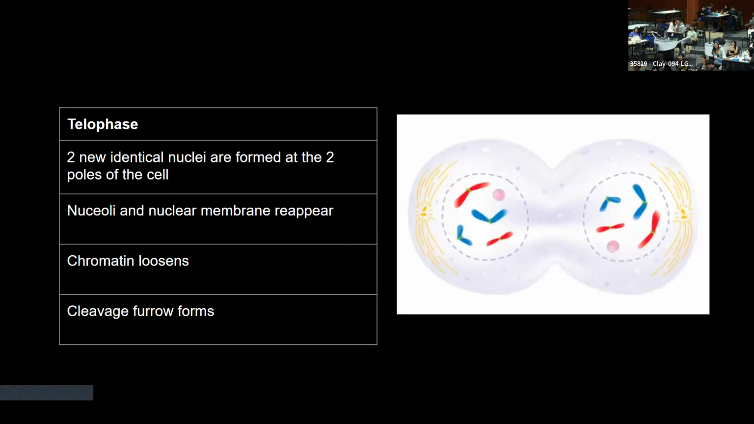Telophase is the fourth step. So two identical nuclei are formed at the two poles of the cell. Your nucleoli and your nuclear membrane are going to reappear. Your chromatin is going to loosen. Your cleavage furrow, which is the sort of split down the middle, forms. And this is obviously the last phase of mitosis, so it's nearing the end of mitosis.